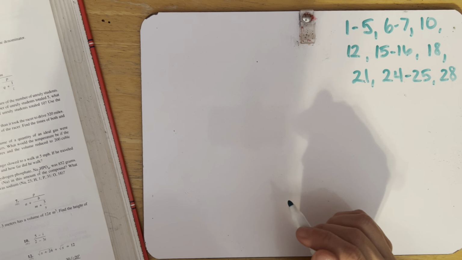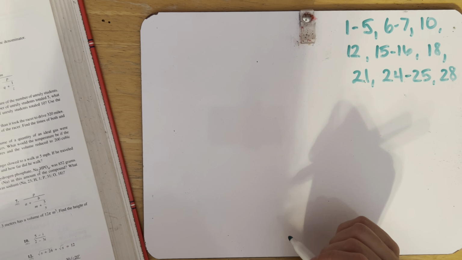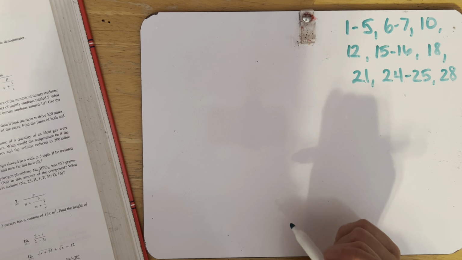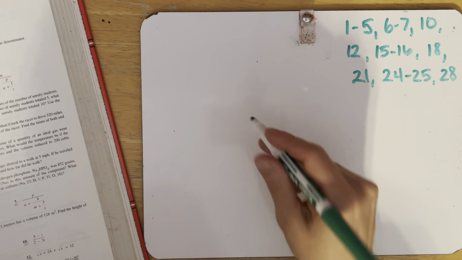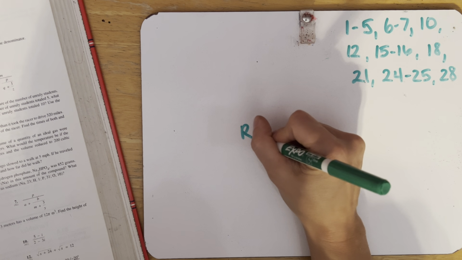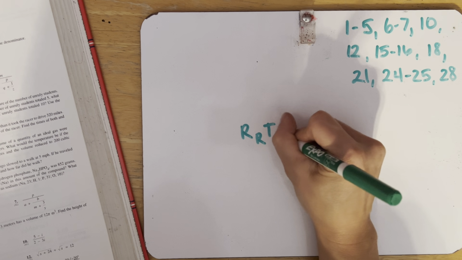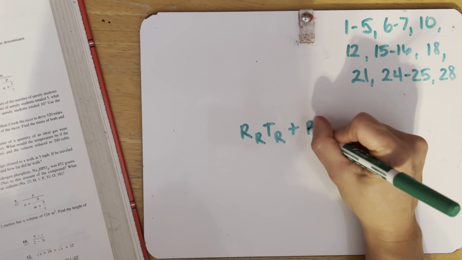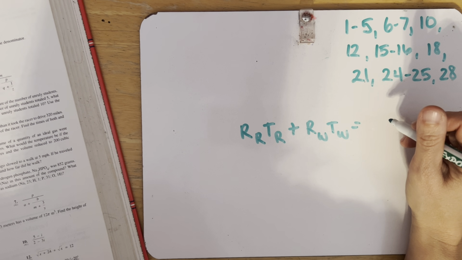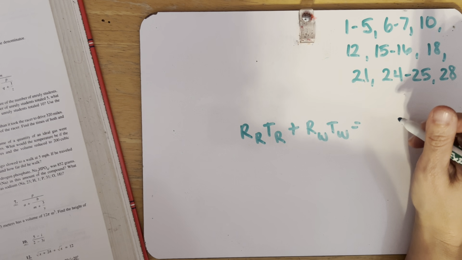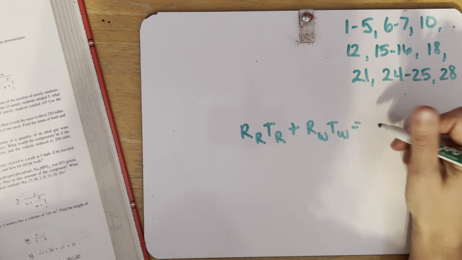Number 4, after running for a while at 10 miles per hour, Mingo slowed to a walk at 5 miles per hour. If he traveled 60 miles in 8 hours, how far did he run and how far did he walk? All right, back to an old school distance problem. So we have the rate of running times the time of running plus the rate of walking times the time of walking equals, let's see, 60, because he traveled 60 miles.